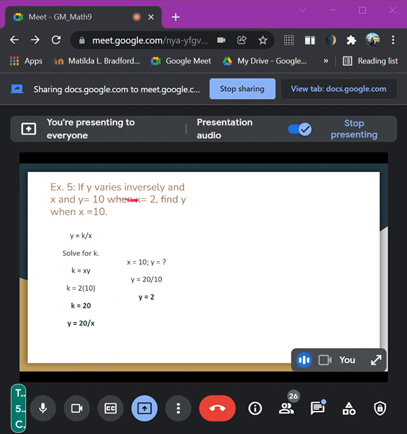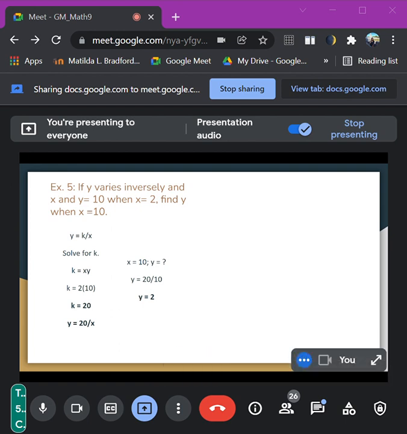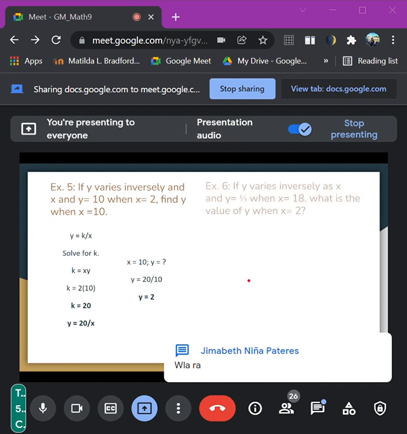Right, we can see that it is really inverse. Because if y is 10, then x is 2. If x is 10, then y is 2. Okay, good. Questions for example 5? Okay. Now, let's proceed with the next one.